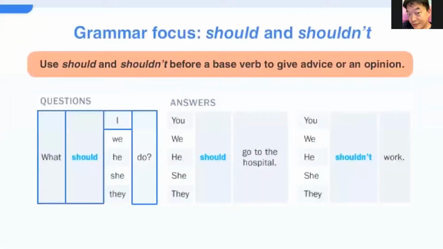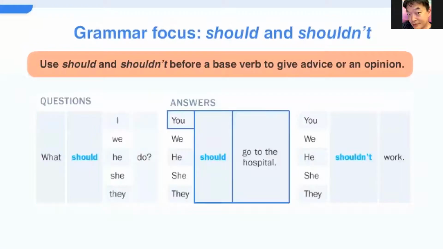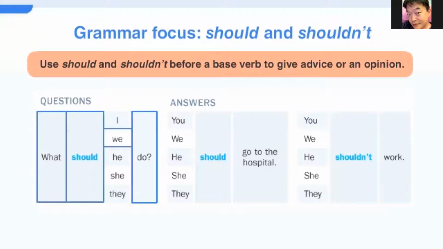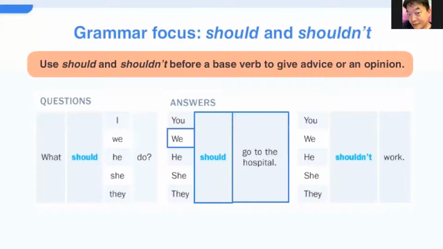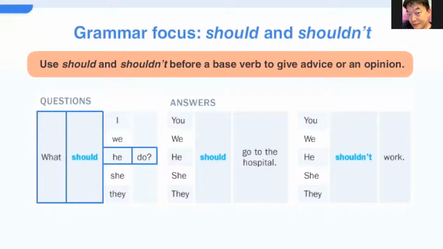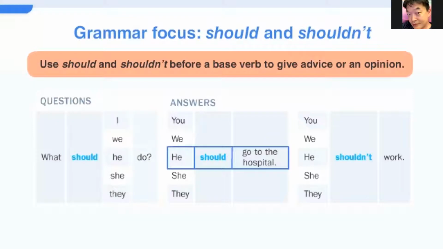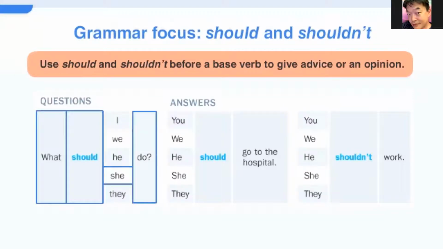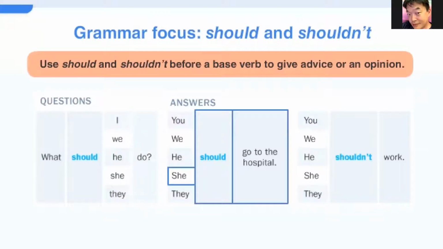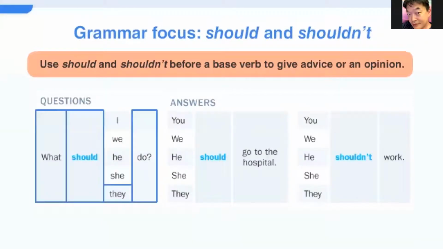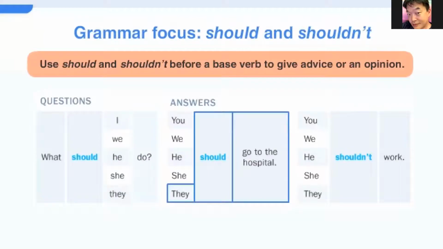Let's review. What should I do? You should go to the hospital. You shouldn't work. What should we do? We should go to the hospital. We shouldn't work. What should he do? He should go to the hospital. He shouldn't work. What should she do? She should go to the hospital. She shouldn't work. What should they do? They should go to the hospital. They shouldn't work.